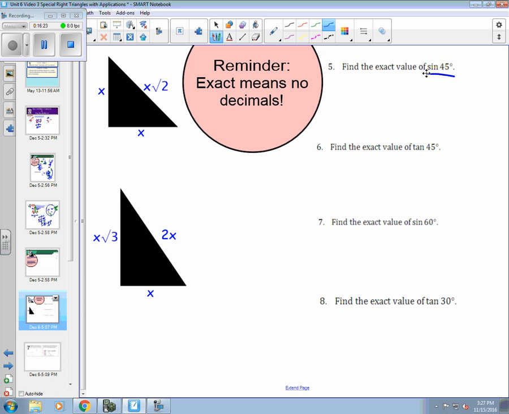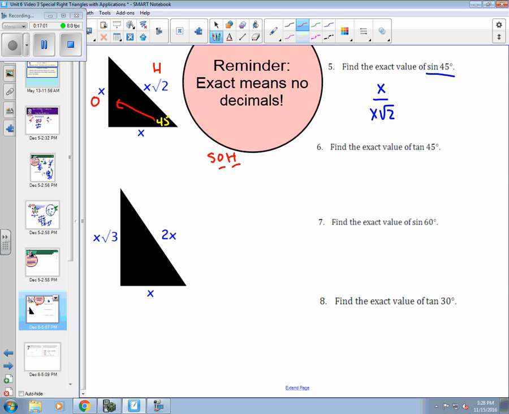Find the exact value of sine 45. Well, over on our picture here, both of these angles are 45, so we could pick either one. What two sides does sine use? Well, we know from our saying sine is opposite over hypotenuse. So what is the opposite and hypotenuse on this one? Opposite side would be here. Hypotenuse would be here. So the exact value of sine 45 is going to equal x, our opposite side, over our hypotenuse, which is x times the square root of 2.